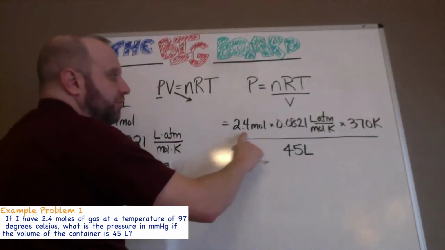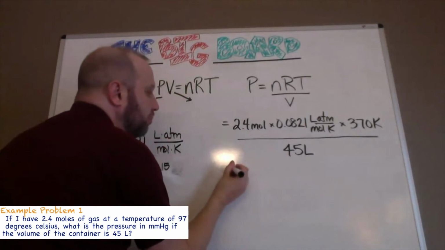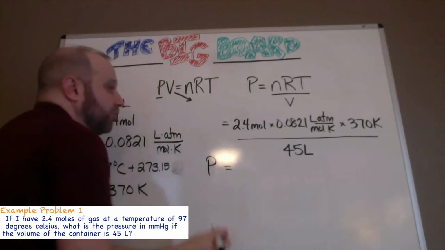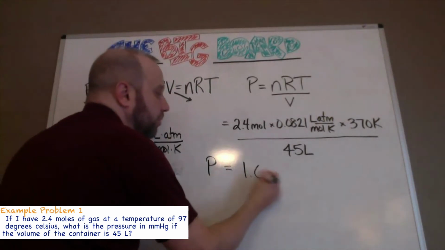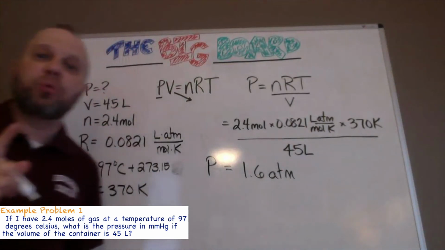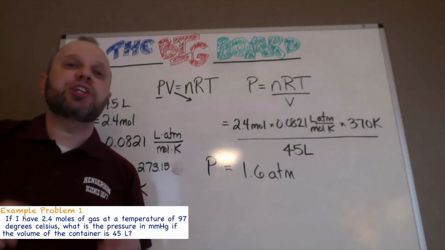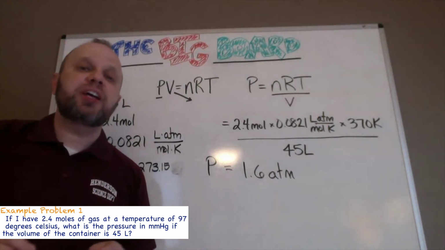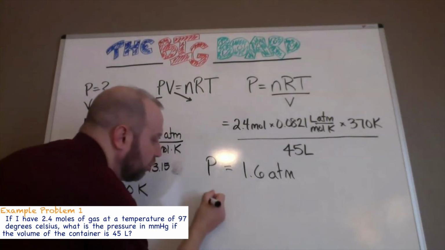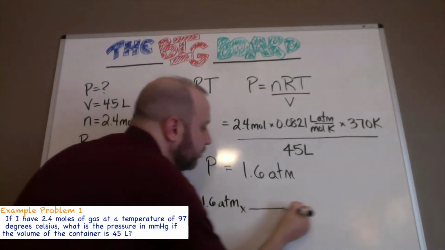Notice, two significant figures, 3, 2, 2. So I'm going to wind up with just two significant figures when I figure out my pressure. So my pressure in this case is going to be 1.6 atmospheres. But wait, because the problem specifically asked us for the pressure in units of millimeters of mercury, we now have to go back and change our unit of pressure, 1.6 atm, into millimeters of mercury.